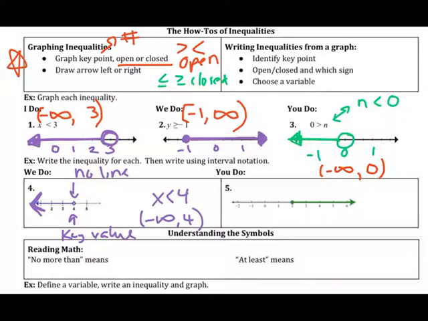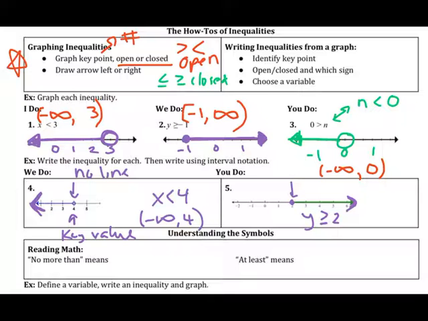Number 5, my key value is 2. My inequality is pointing to the right now, and there should be a line underneath it because the 2 is filled in. And then just for kicks and giggles, let's pick a different variable, y, on this one. You may choose whatever variable you would like.